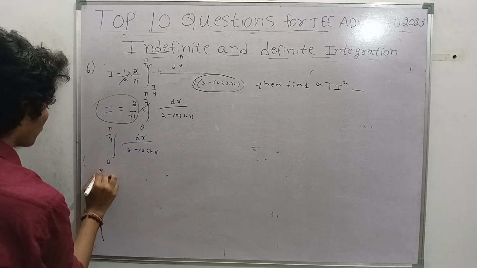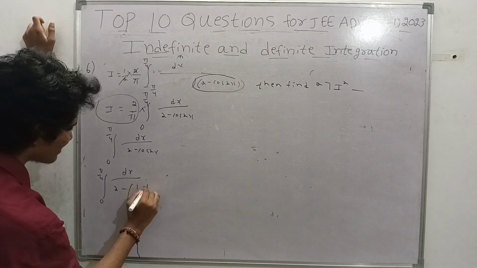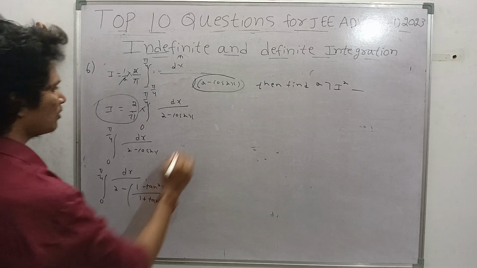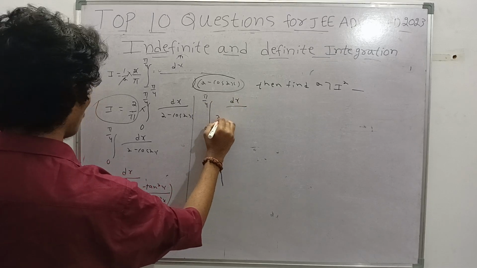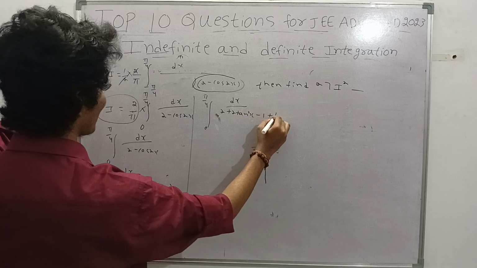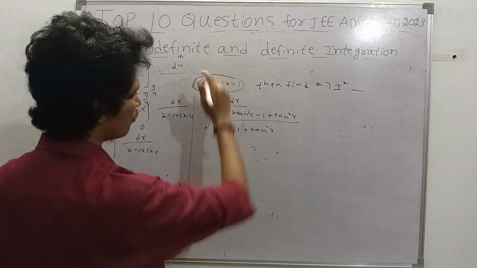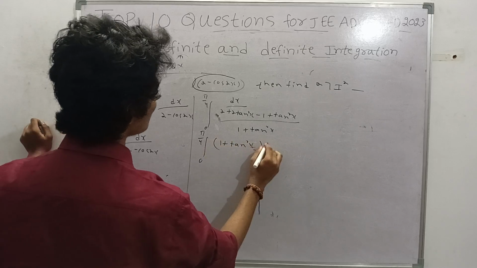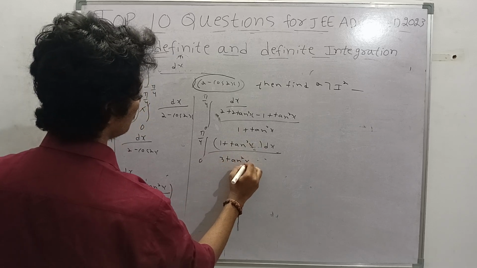So the integral from 0 to pi by 4 of dx divided by 2 minus cos 2x can be written with cos 2x as 1 minus tan square x divided by 1 plus tan square x. Now integration 0 to pi by 4 dx divided by 2 plus 2 tan square x minus 1 plus tan square x, divided by 1 plus tan square x. This goes to the top. It will be 0 to pi by 4, 1 plus tan square x into dx, divided by 3 tan square x plus 1.